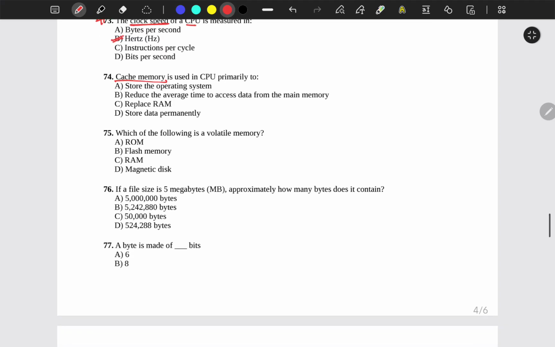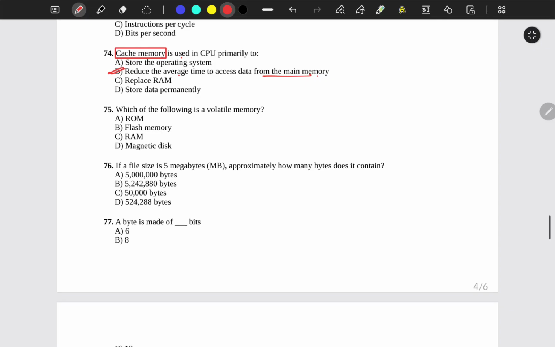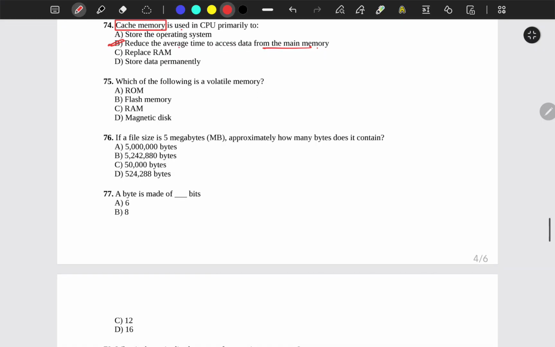And then cache memory, I had said that cache memory comes up. Cache memory is used in CPU primarily to store the operating system, reduce the average time to access data from the main memory, replace RAM, or store data permanently. The answer for cache memory is B, reduce the average time to access data from the main memory. Which of the following is a volatile memory? Question number 75.